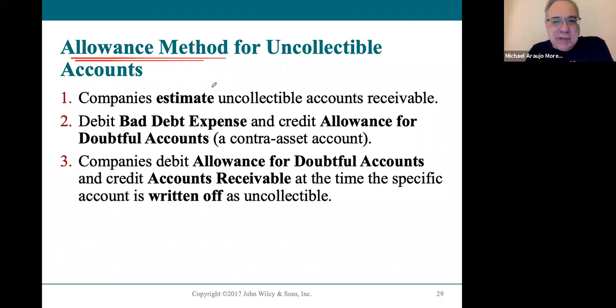However, public corporations need to use something called the allowance method, okay, which creates that allowance for doubtful accounts, by the way. Other businesses don't have the allowance for doubtful accounts, but public corporations do. So the first thing they have to do is at the end of a fiscal year, they estimate how much of their receivable is likely to be uncollected.